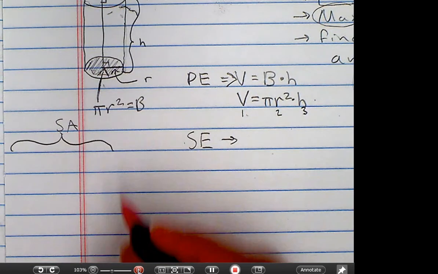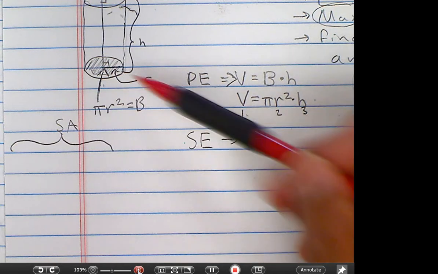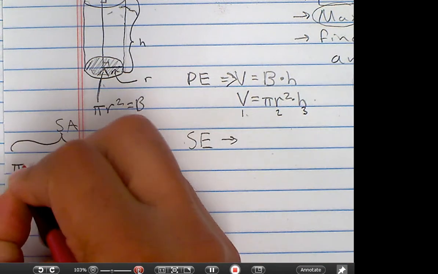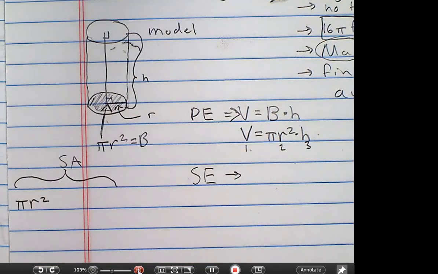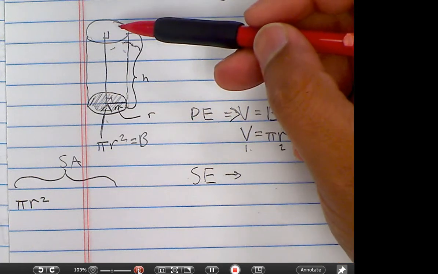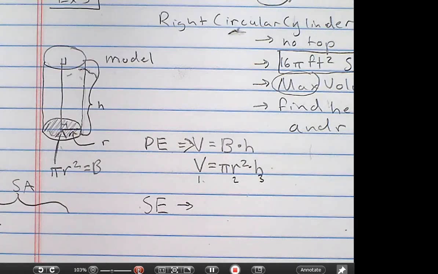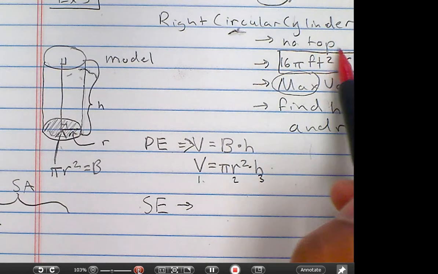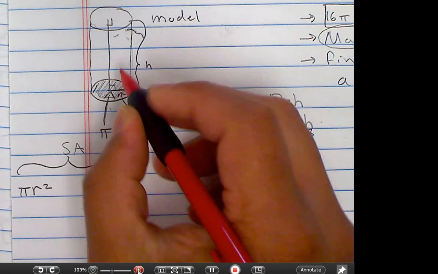So, starting with the base, we know we have an area of pi r squared on the base. What about the top? Do we include the top in our surface area equation? No, because there is no top. So it's just pi r squared. If there was a top, it'd be 2 pi r squared, because there'd be two of them. So here, now we need to find the area of what's around.